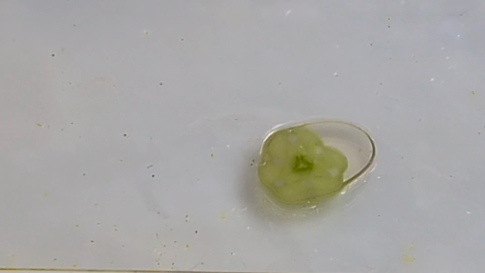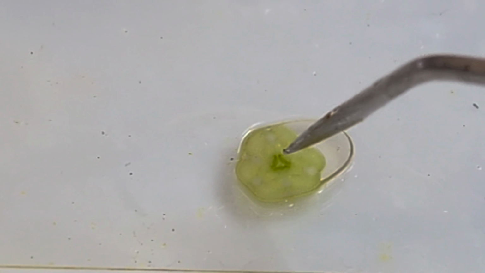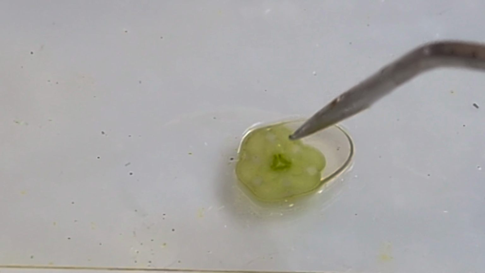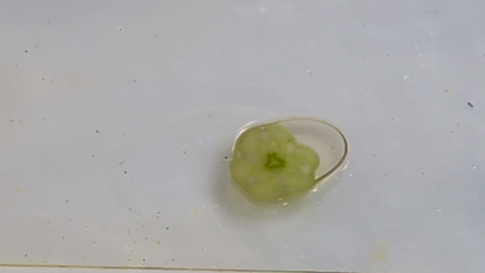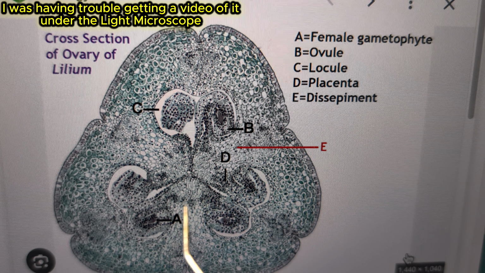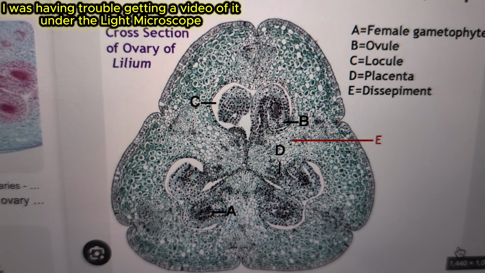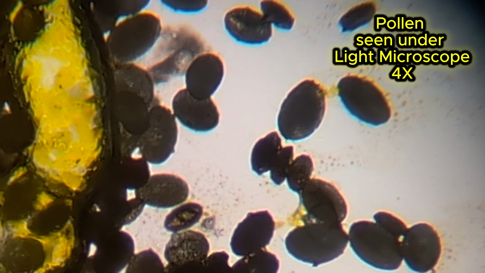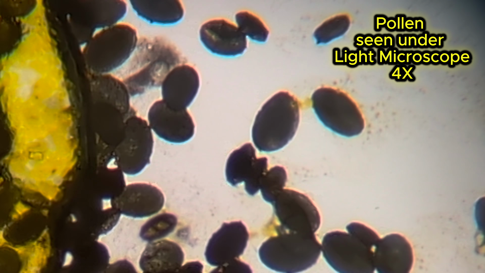Now if you take a look at the cross section of your ovary, you will see a dense green area towards the center. So it will be in this area that you should be able to see your ovules. If you look at it under light microscope, these will be your ovules here. And here's the pollen under the light microscope. So you can see the oval parts.